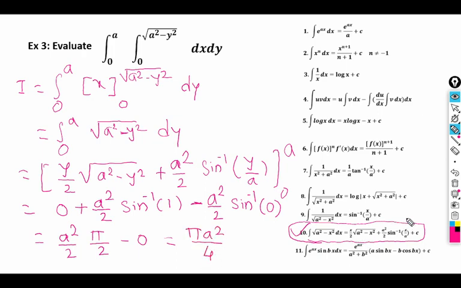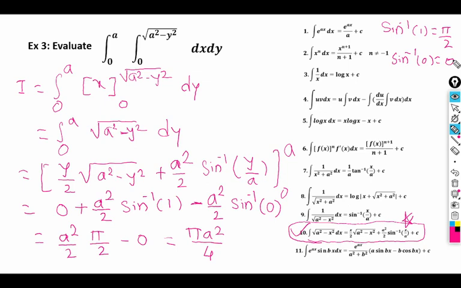So this is the formula that we use, formula number 10. Not only that, we use two values. Sine inverse of 1 is pi by 2. Sine inverse of 0 is 0. So those two values we require.